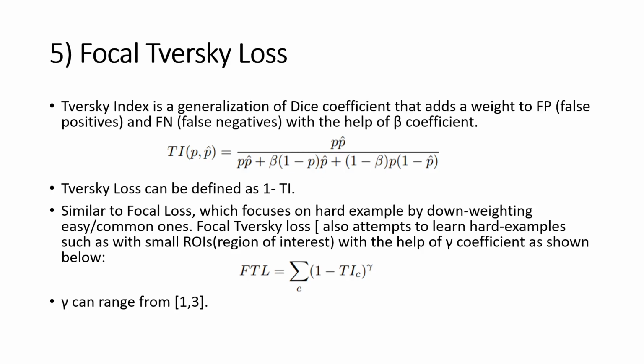Now we have one variant of Tversky loss called the focal Tversky loss, which focuses on hard examples by downweighing easy common ones. This basically uses the same idea of a parameter gamma that is a modulating factor.